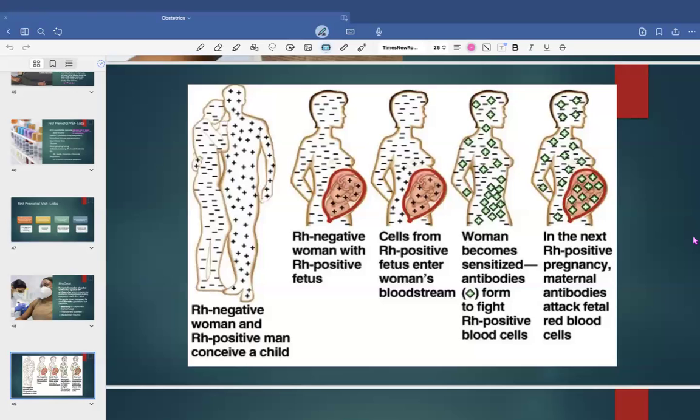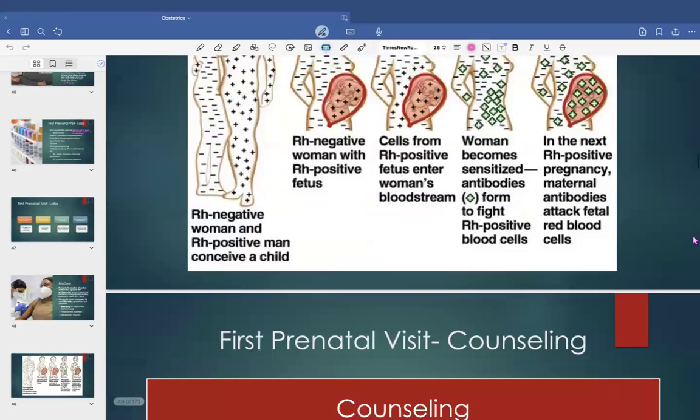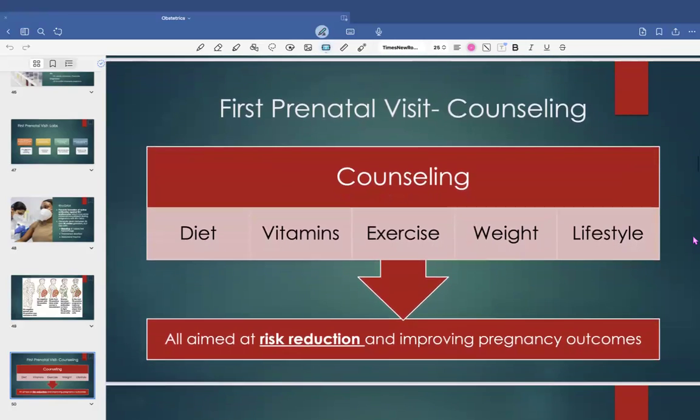Some of the counseling we're going to do covers diet, vitamins, exercise, weight, and lifestyle, all aimed at risk reduction and improving pregnancy outcomes. These are things you'll be doing in your counseling and patient education during the first prenatal visit.